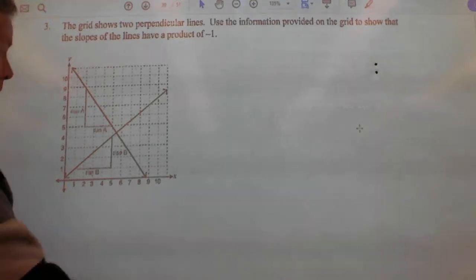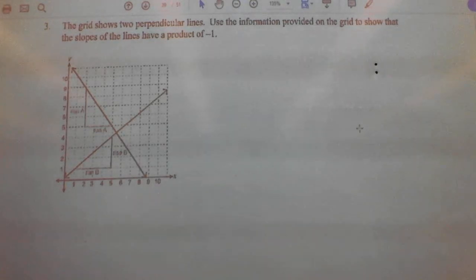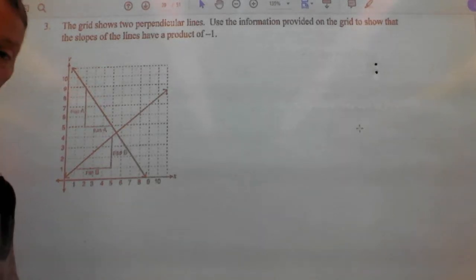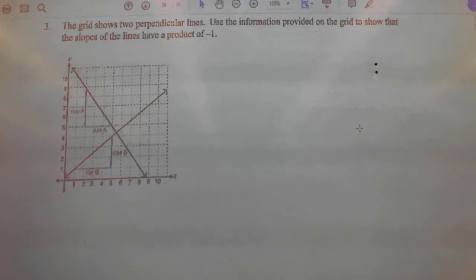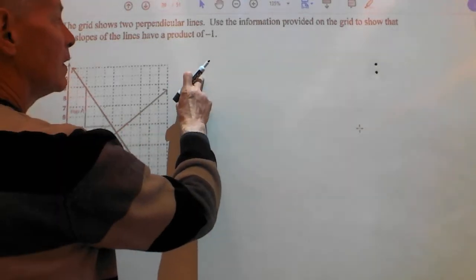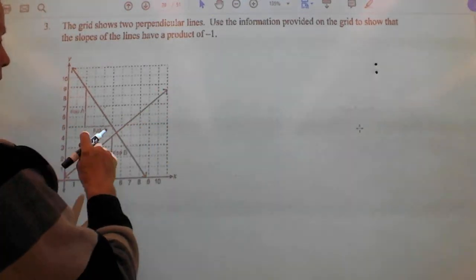Okay. The grid shows two perpendicular lines. Use the information provided on the grid to show that the slopes of the lines have a product of -1. In other words, prove that they're perpendicular. So remember, we said that we'll call, oh, here we go.